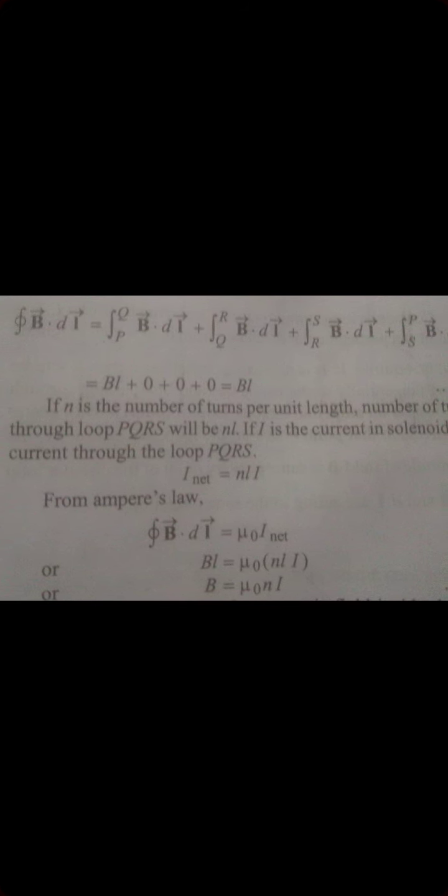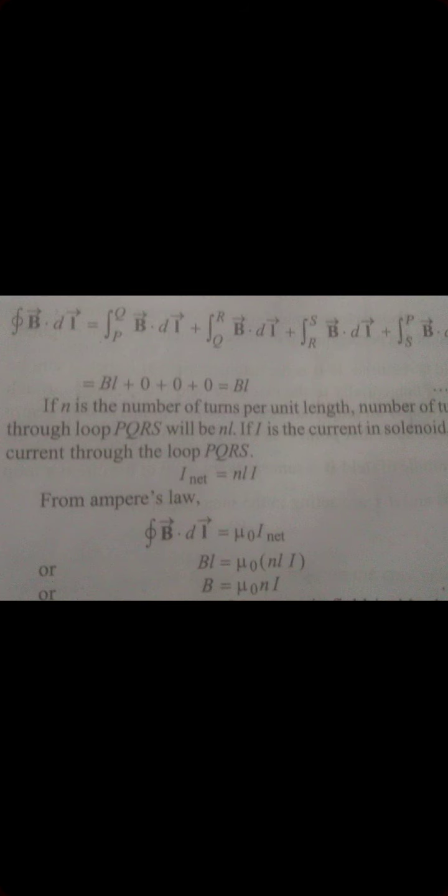Now if n is the number of turns per unit length, the number of turns through loop PQRS will be nL. If I is the current in the solenoid, the total net current through the loop PQRS is equal to nLI.